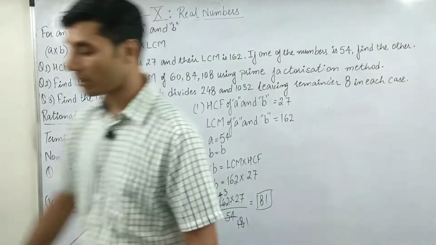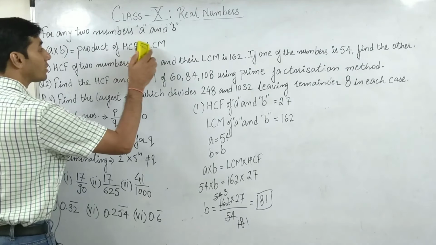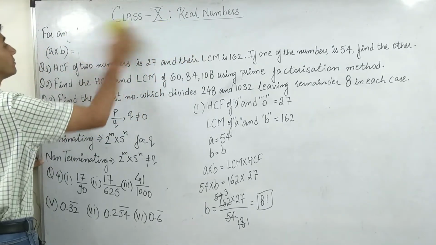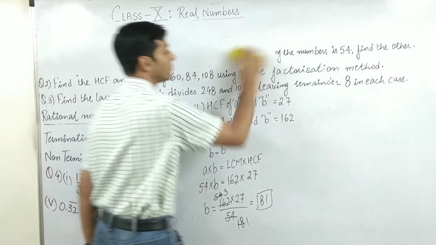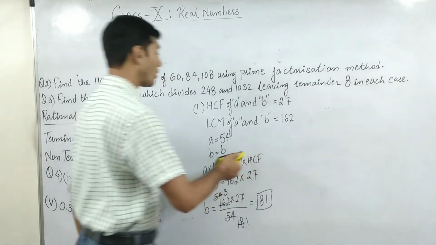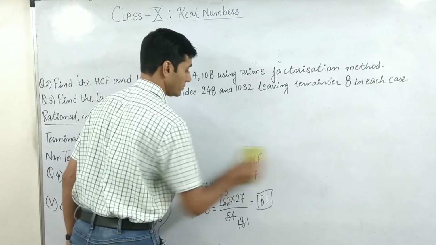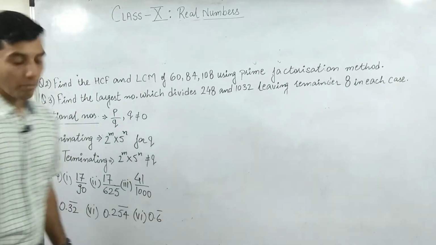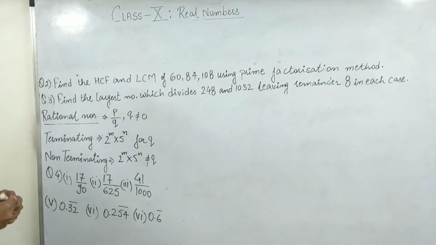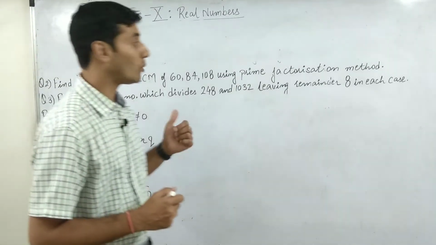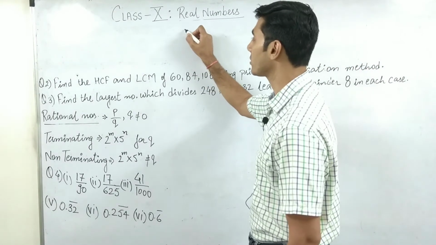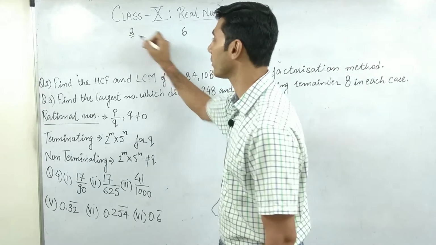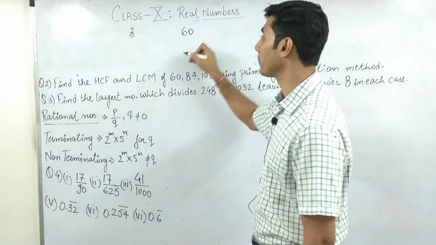Question number 2, so let's rub this. I'm rubbing off this property as well, and I'm rubbing off the solution as well. Okay, now let's start moving on to question number 2. Find the HCF and LCM of 60, 84, 108 using the prime factorization method. So how would you do this? Very simple. 60. So let's start doing the prime factorization method.